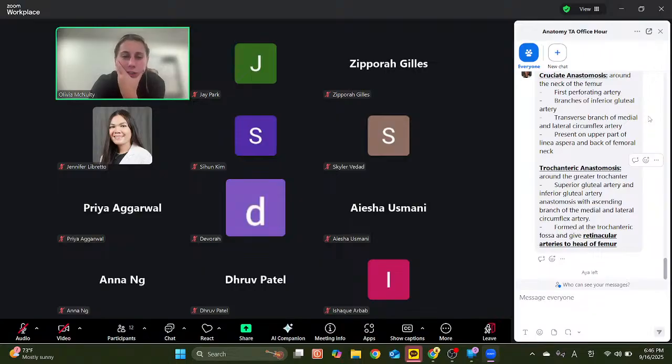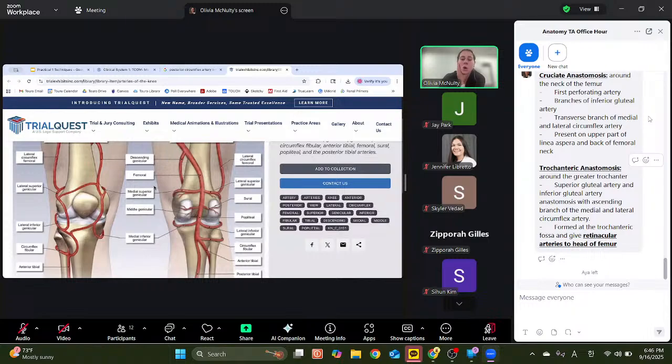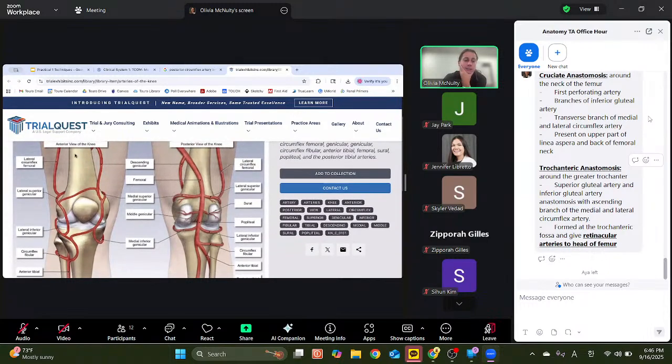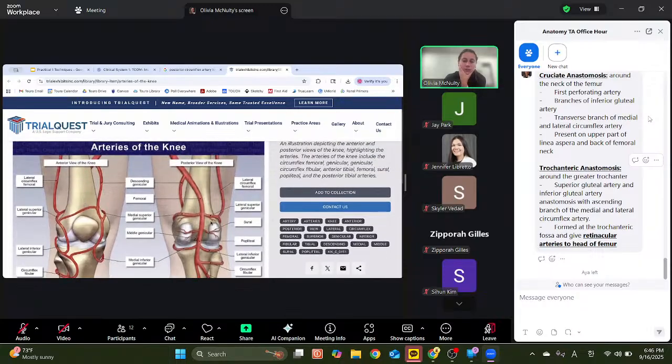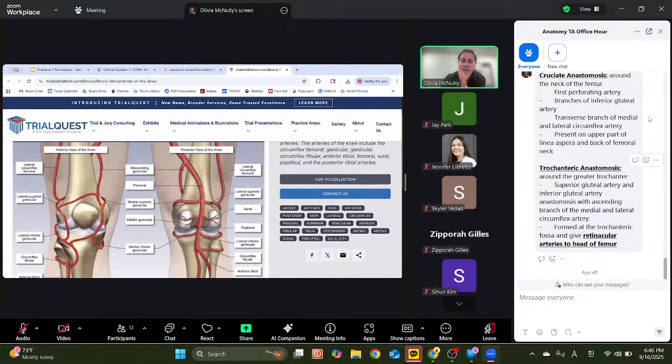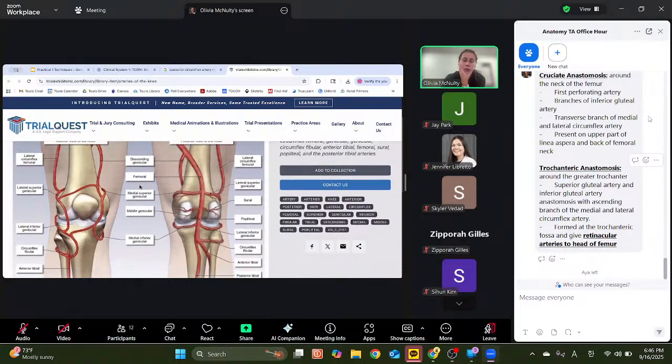We'll use this picture. Okay, so let's orient ourselves: anterior knee and then posterior knee. This is our femoral artery, really going into our popliteal artery, but you're going to have these circumflex femoral arteries and then these genicular arteries.